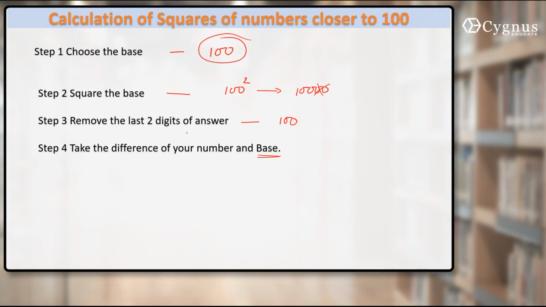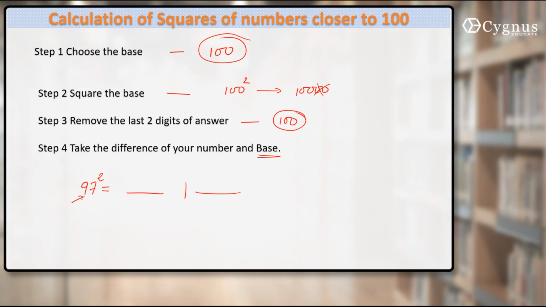Now let's take a number closer to 100. Let's say in the range of 90s. If I choose my number as 97, I want to calculate the square of 97. Now the base will remain the same, that is 100. You square it and you'll be left with this 100. Again, your answer will be in two parts, like we did in the previous video.